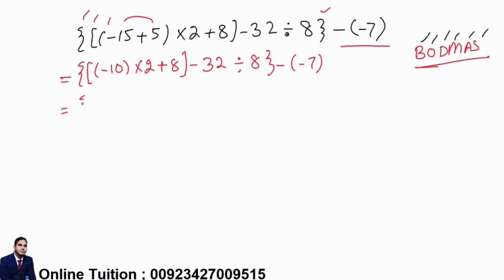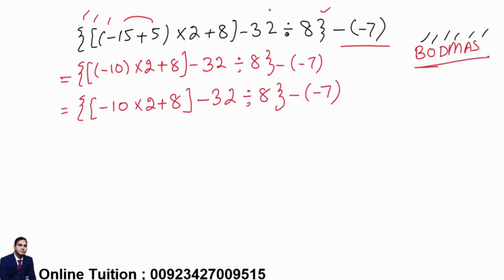Now negative 10 multiplied by 2 plus 8, 32 plus 8, this is a bracket, negative 7. Okay, the first bracket is over.